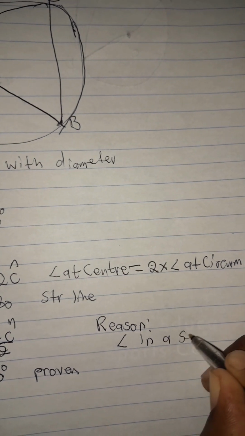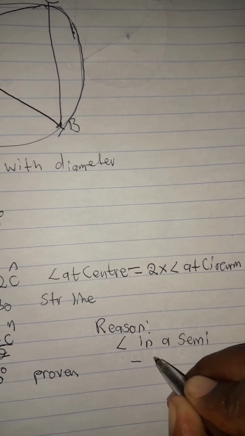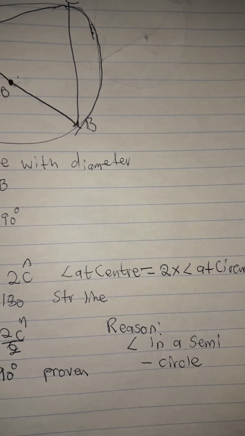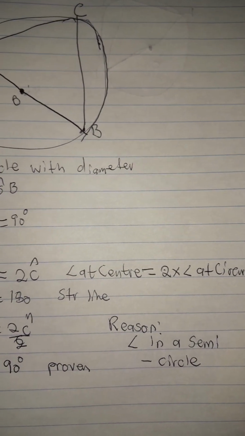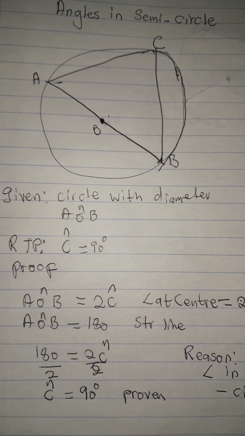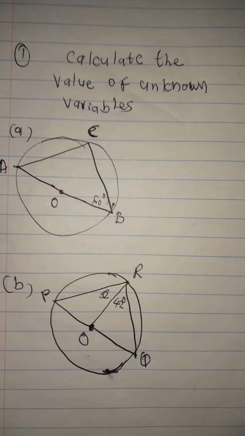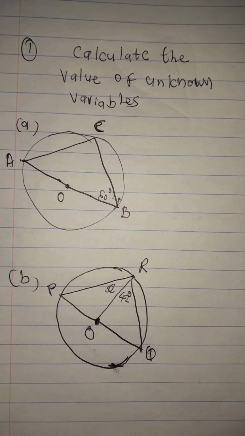Whenever you're working with this type of theorem, always write the reason: angle in a semicircle. So this is what you're going to do. Let's work on the questions now.